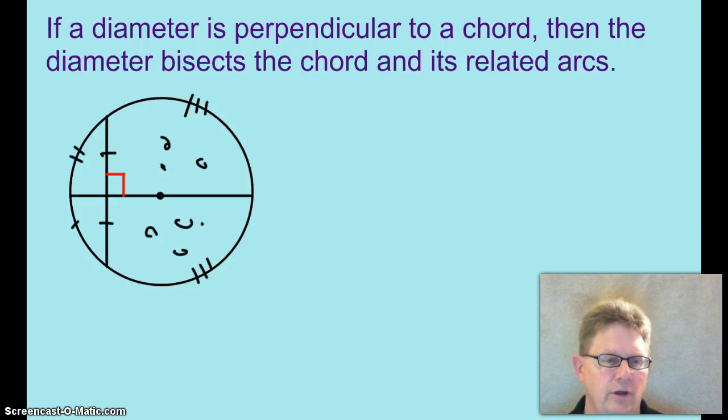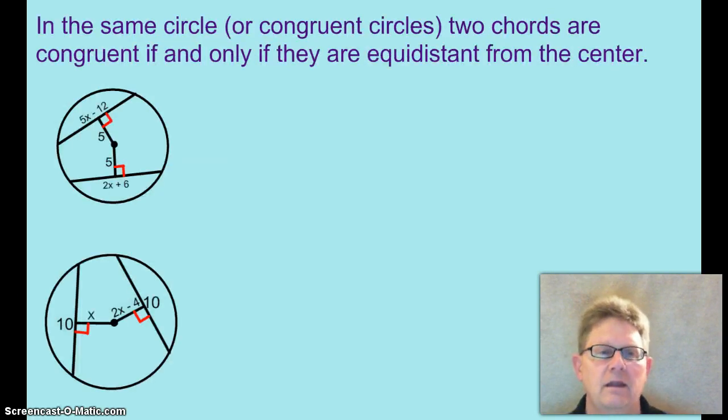Sorry, random thought there. And the next theorem, in the same circle or congruent circles, two chords are congruent if and only if they're equidistant from the center. So if you have two chords that are the same distance from the center, remember, mark that right angles distance, then the two chords have to be congruent.